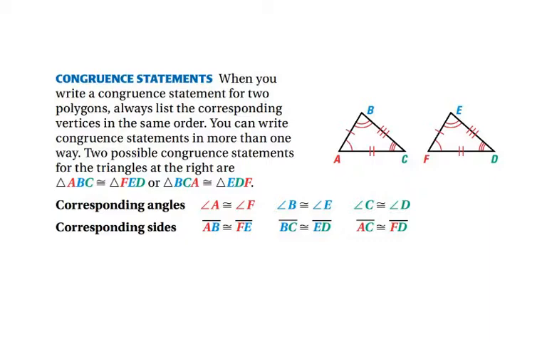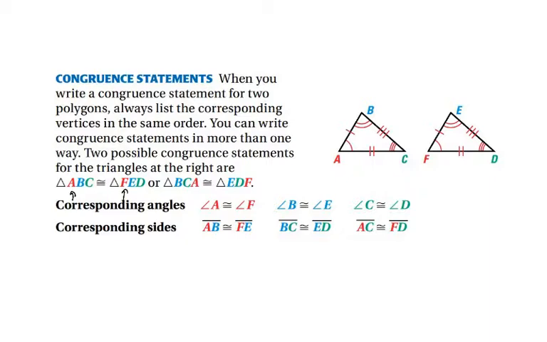Okay, so when you write a congruent statement for two polygons, we always list the corresponding vertices in the same order. That means we can write them in more than one way. There's two different ways down here. Let's take a look at the first way. The first point that is listed here is A, and the first point that's listed here is F.